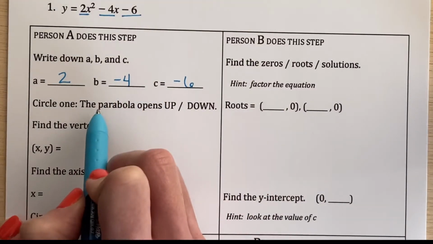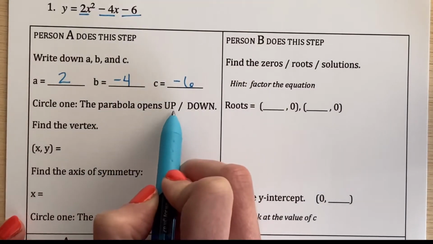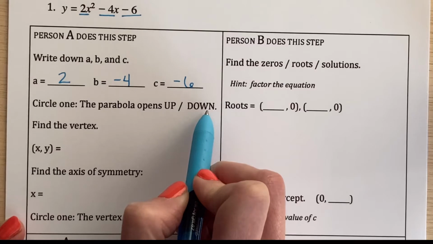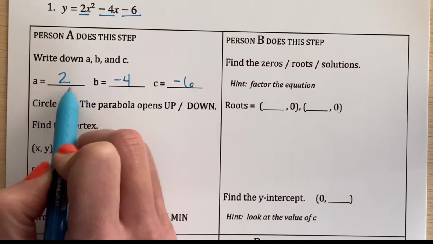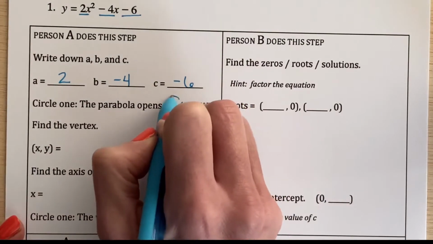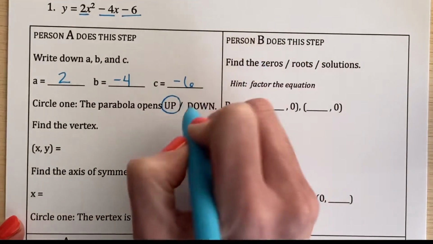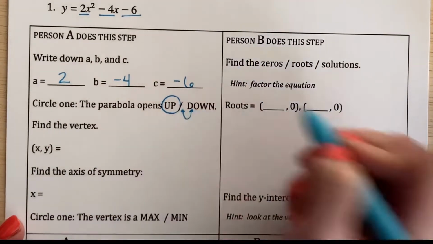All right, does the parabola open up or does it open down? To do that, we're going to take a look at our A coefficient. It is positive, so our parabola is going to be opening up. It's going to look like that.